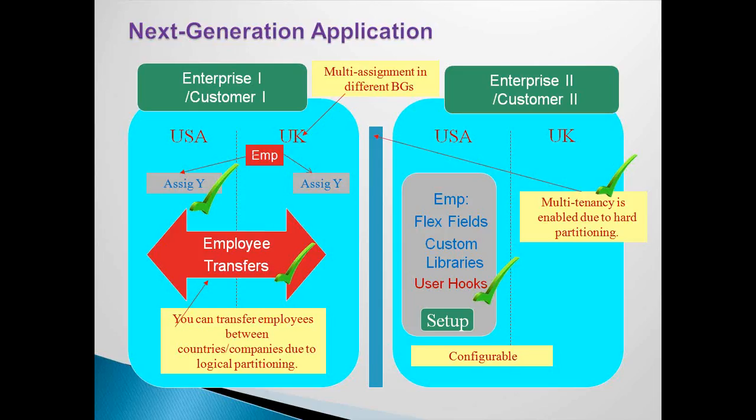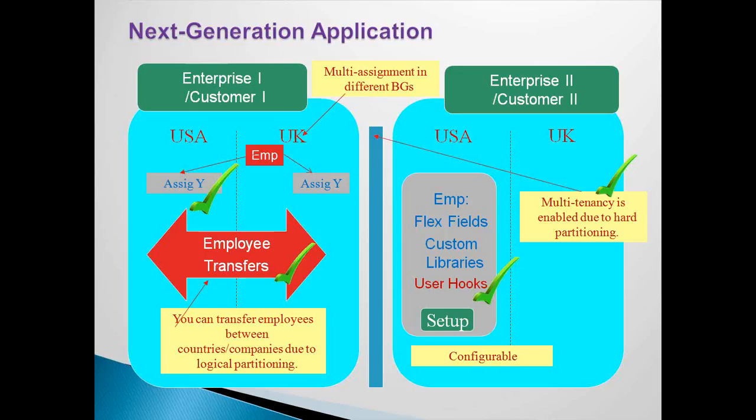Then before concluding, we will just have a focus on the next generation applications. I'm not going to discuss much, but to give you a brief idea, what is the transformation that has taken place from the earlier applications to the cloud, how the structure of the organization can be determined. Now we know that in our e-business applications, we have a hard partition between the business groups, and business group used to be country specific. If you have multi-country operations, probably you will create multiple business groups: business group India, business group Singapore, business group US, business group UK, like that.